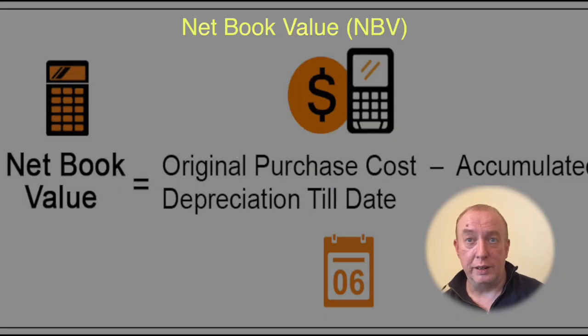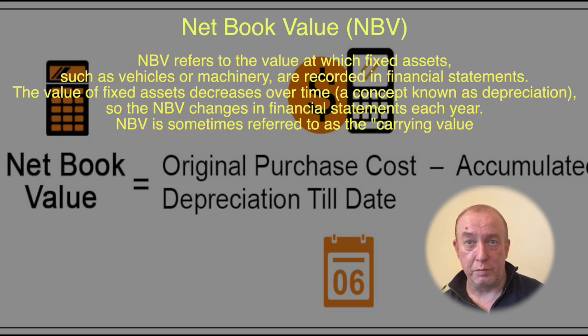Number 16, net book value, NBV. The net book value refers to the value at which fixed assets such as vehicles or machinery are recorded in financial statements. The value of fixed assets decreases over time, a concept known as depreciation. The NBV changes in financial statements each year. NBV is sometimes referred to as the carrying value.